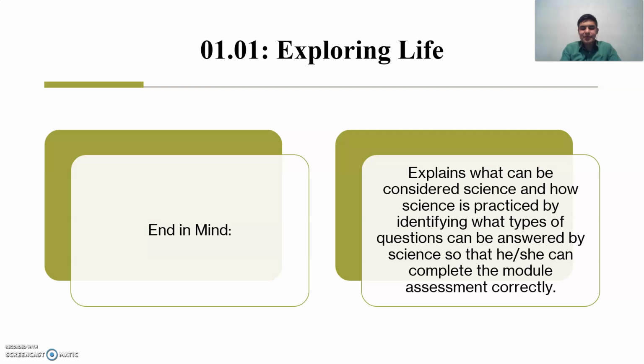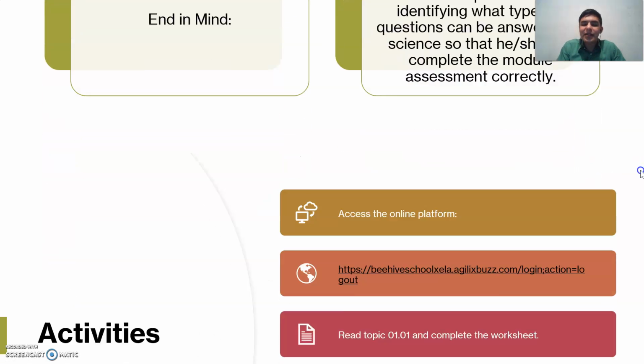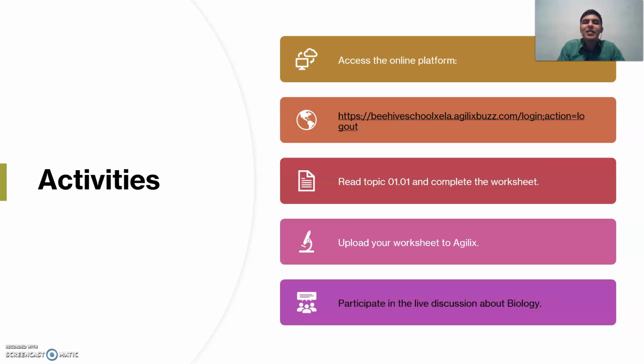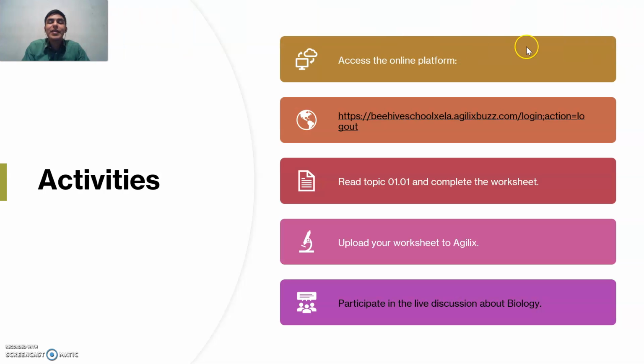All right, so that will be it for our topic and ending mind, and here you have a summary of the activities that you need to complete. So number 1, access the online platform, or most likely access the Agilex platform. After you have accessed it, then you need to go to topic 1.01 and complete the worksheet. Of course, read the topic and then complete the worksheet that you find in the last page. Then upload your worksheet to Agilex and participate in the live discussion about biology. That's something very important to consider.